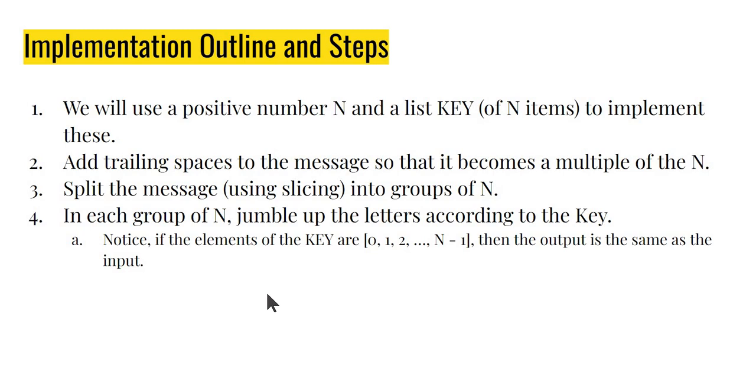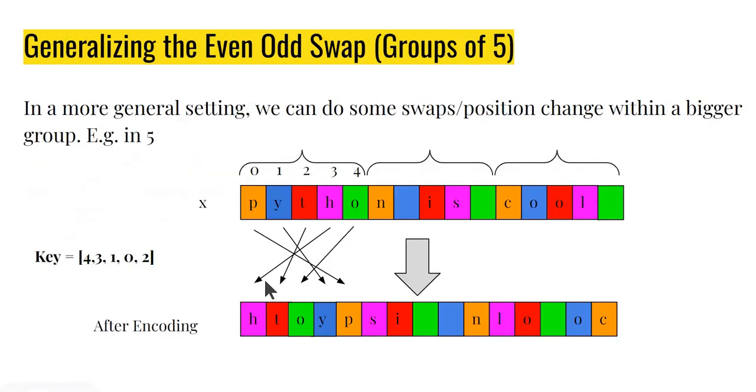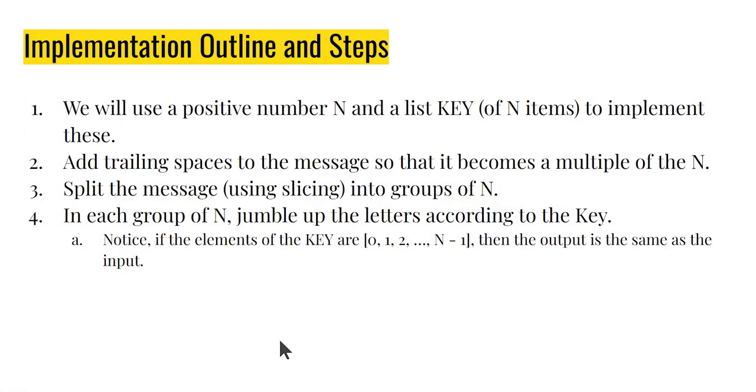So for example, we took an example here. The key was 43102, and we end up doing what we are doing here. Now, just one interesting observation here: if I were to keep the key as 0, 1, 2, 3, 4, then really I'm not changing the output. So the output has become the same as the input.